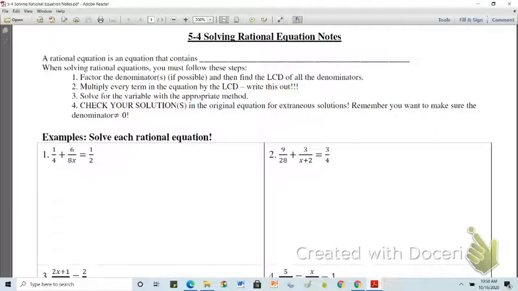Good morning. Today we're going to be talking about 5-4 solving rational equations.